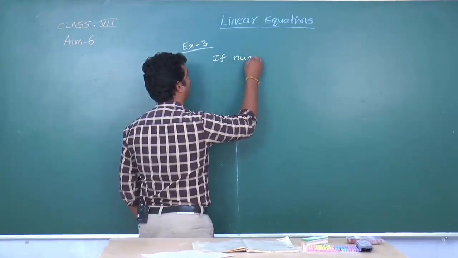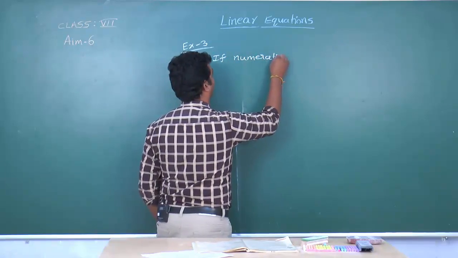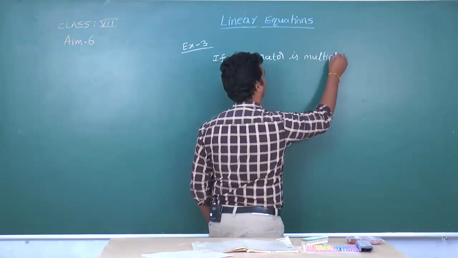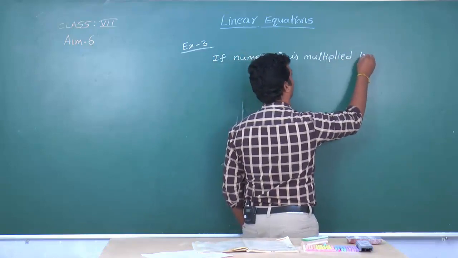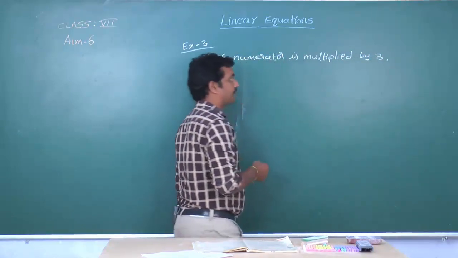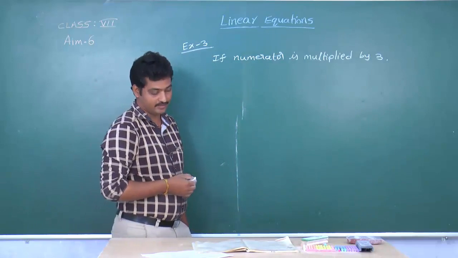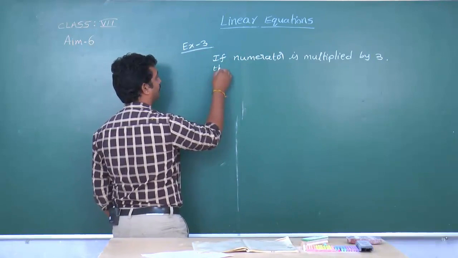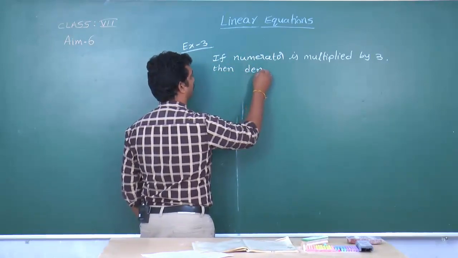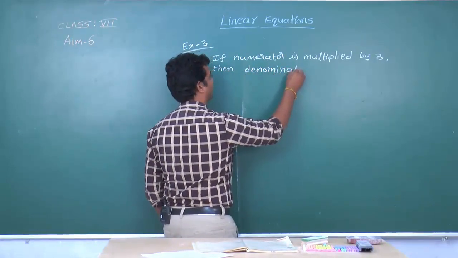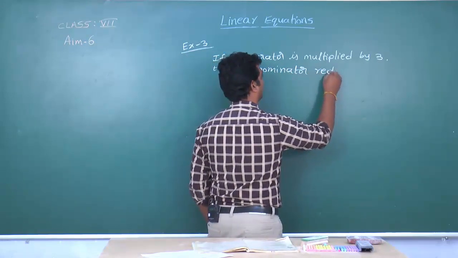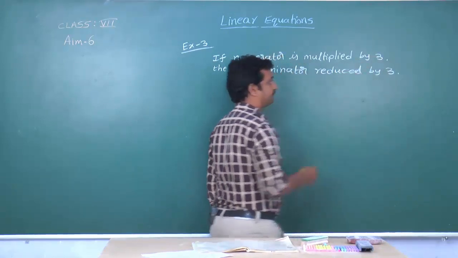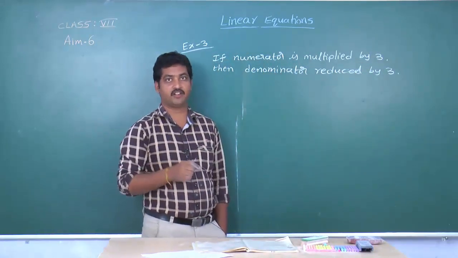If numerator is multiplied by 3, then denominator reduced by 3. This is the first statement in the given problem.